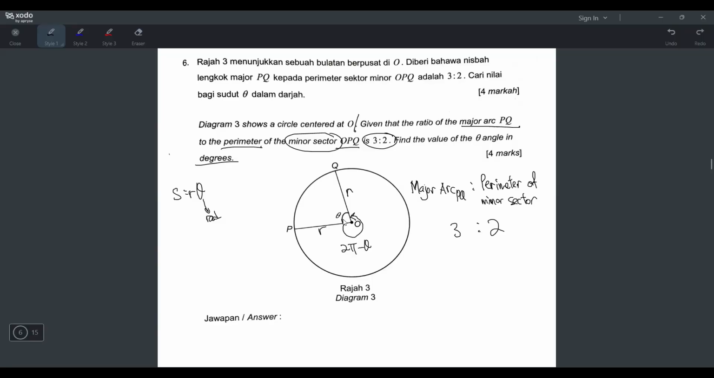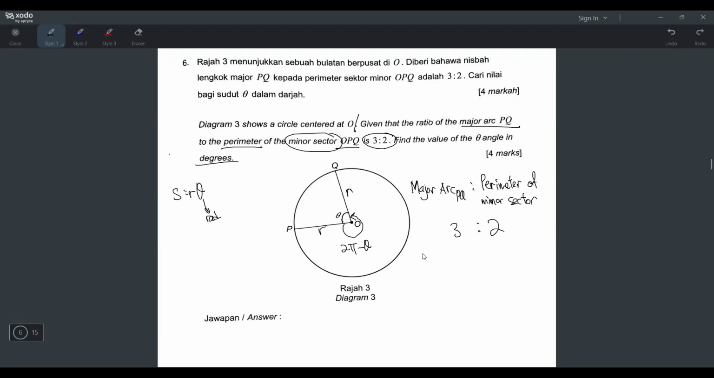Because if this theta is in radian, then your total, your 360, you cannot take 360 minus. You have to take radian minus radian. So 360 degree, one full circle, is 2 pi. So this is your major arc angle. So now you can find your major arc PQ.